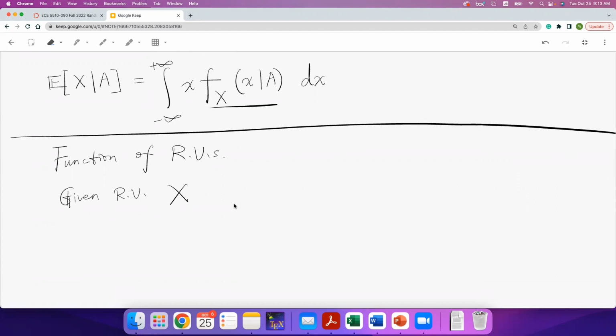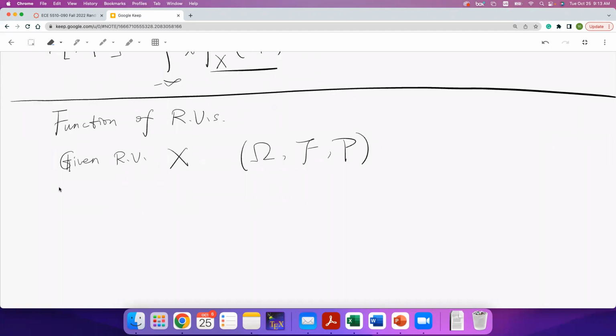which means it has an omega and the sigma algebra and the probability law. So we have an underlying probability space, and the x, the random variable, is a function that maps each outcome to a real number. Okay, so that's the setup. Now we want to look at y equals g of x. Well, this g is a real valued function.